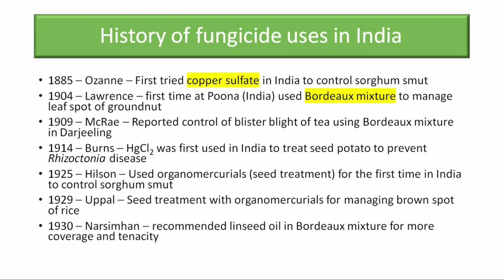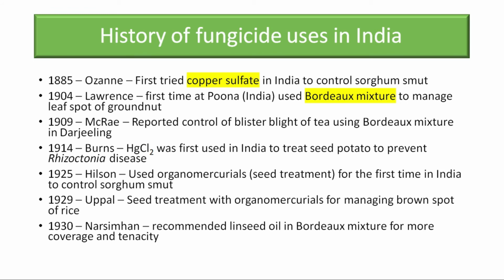In 1904, Lawrence first used Bordeaux mixture to manage leaf spot of groundnut. In 1909, McRae reported control of blister blight of tea using Bordeaux mixture in Darjeeling. Darjeeling is a place which is famous for tea. So blister blight of tea was managed by using Bordeaux mixture.